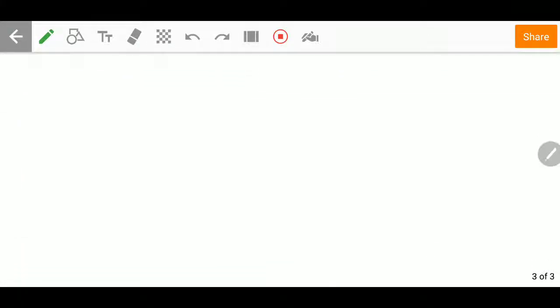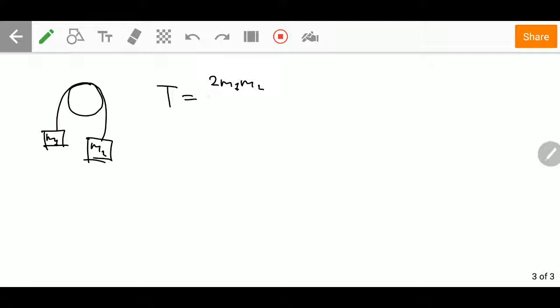So one remark I make is that we can actually derive a general formula for any masses m1 and m2, using this exact same method. What it turns out is that the tension is actually going to equal the harmonic mean of the two masses, which is basically the reciprocal of the average of the reciprocals, and then of course times g.